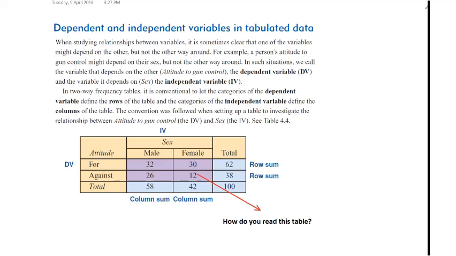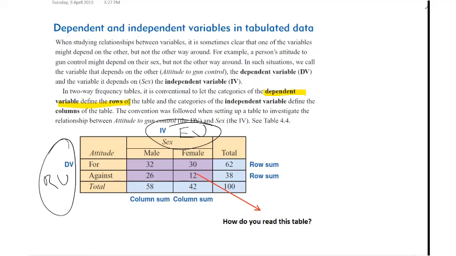One of my variables is attitude to gun control, and we're saying that's the dependent variable, which is what we know as the response variable, and the other is sex, whether a person is male or female. That is the independent variable, the explanatory variable. So explanatory always goes there, response always goes there.